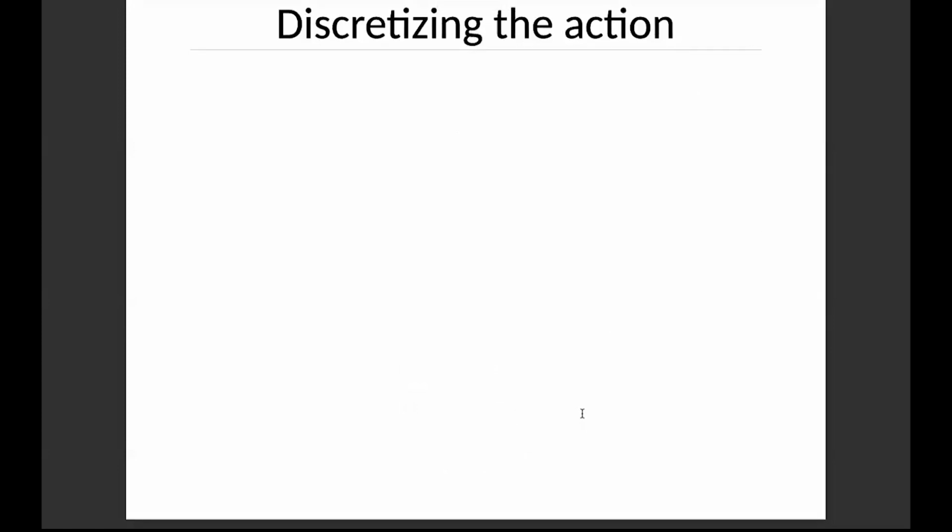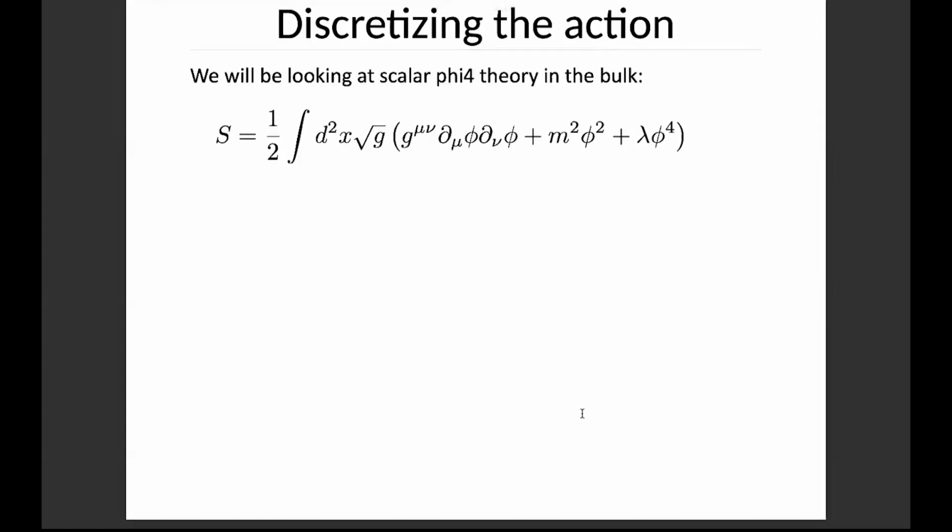Okay. So now that we have our lattice and we understand some of its properties, what are we going to do? Well, we're going to study phi-4 theory at first. To study it, we need to discretize its action. So this is scalar phi-4 theory, and this is the action for it in the bulk.